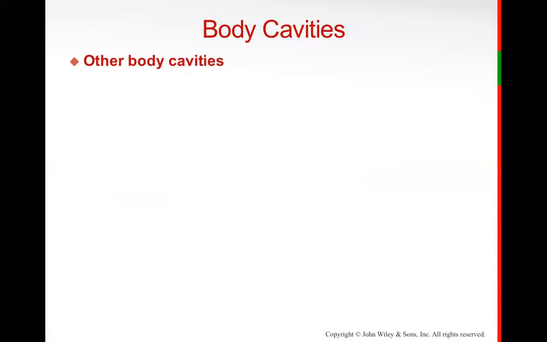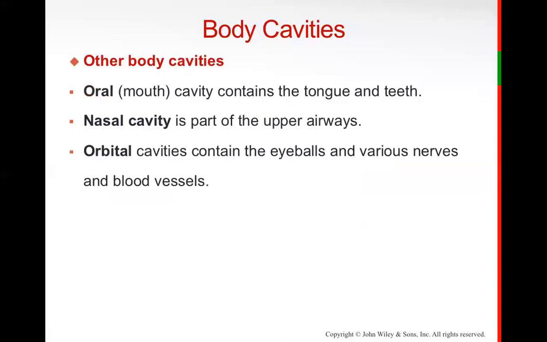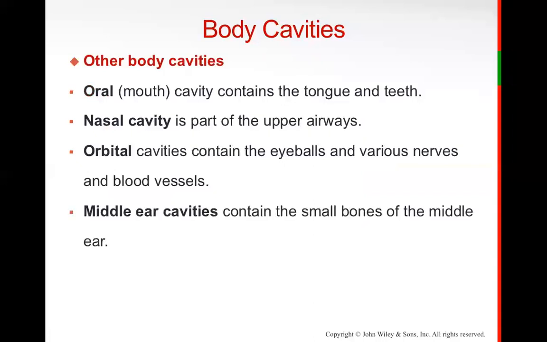Now, other body cavities, we've got more, all right? They make sense when you see them. Your oral cavity, the nasal cavity we'll talk about a lot after Christmas, upper airways. Orbital cavities contain the eyeballs, nerves, and blood vessels that supply them. Then we have the middle ear cavities with the small bones.